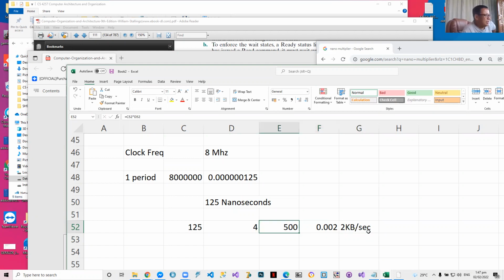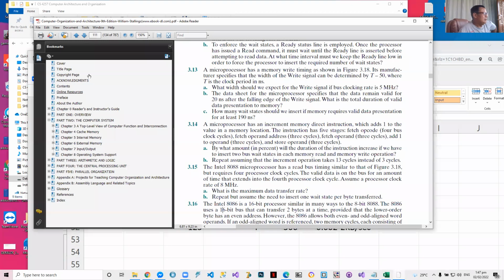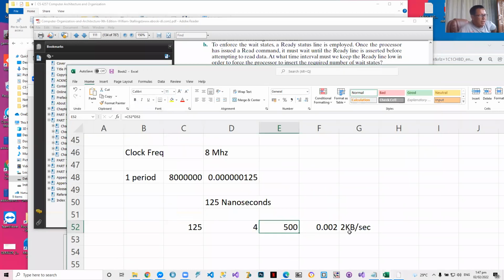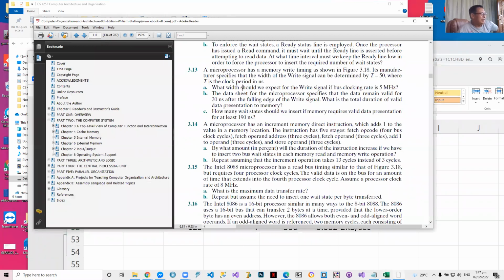How did I compute that? Because the number 500 nanoseconds, you invert that and it becomes the frequency. Like if you have 8 megahertz, the time for one clock cycle is 125 nanoseconds. Times 4, we will have 500 nanoseconds, which means that the 4 cycles will take 500 nanoseconds. And it will take 2 kilobytes per second, because in that time 1 whole byte is transferred, since the 8088 reads 8 bits at a time. Any questions so far?